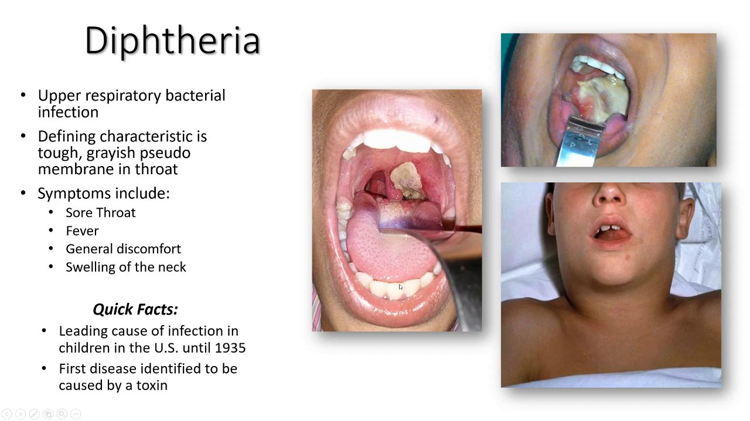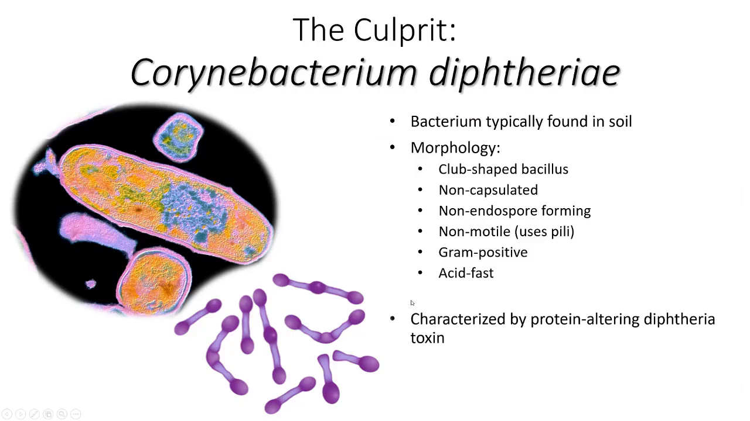Until 1935, diphtheria was the leading cause of infection of children in the U.S. And then another important fact is that it was the first disease for which a toxic cause was identified. So these pictures show that pseudomembrane there. The culprit is Corynebacterium diphtheriae.